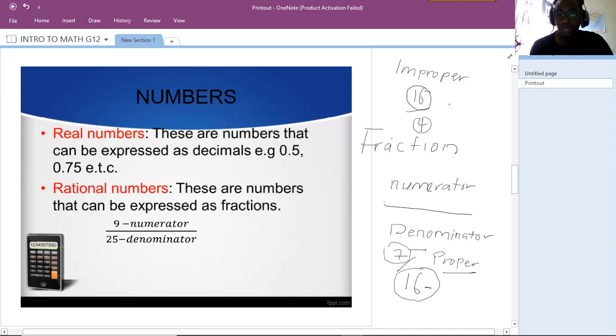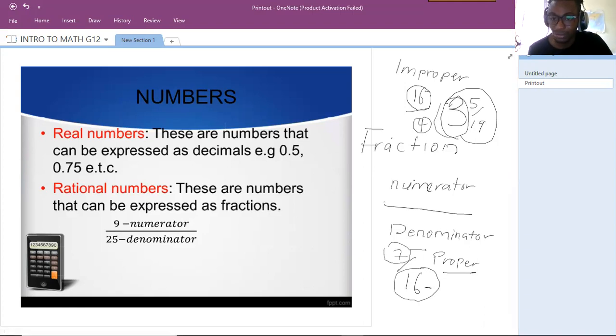A mixed fraction will have a whole number, maybe let's say a whole 3, 5 over 19. This here is a mixed fraction. It's going to have a whole number there, a whole 3, 5 over 19. So if we can express numbers in terms of fractions, those numbers are known as rational numbers. Are we together, Fabi? We're together, right? All right.